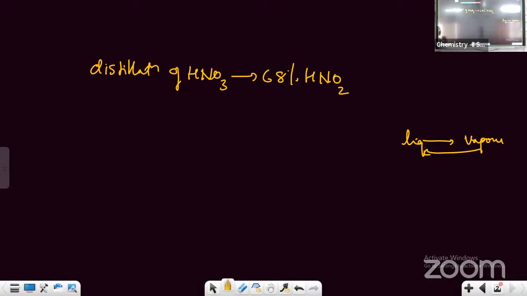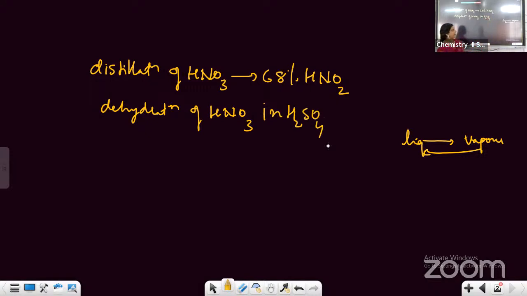But we want 100% nitric acid. So what will we do? We will dry this. So dehydration of HNO3 by passing it over H2SO4, which means by adding H2SO4 you are dehydrating. What is the meaning of dehydration? Removal of water molecules. Whatever water molecules are there, we remove by dehydration. Then you will get 98% HNO3.